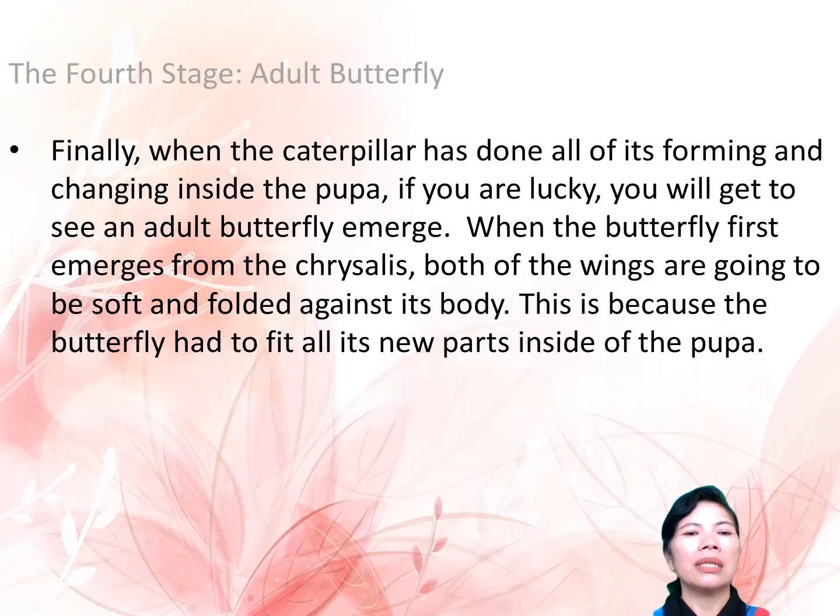Now the fourth stage, adult butterfly. Finally, when the caterpillar has done all of its forming and changing inside the pupa, if you are lucky, you will get to see an adult butterfly emerge. When the butterfly first emerges from the chrysalis, both of its wings are going to be soft and folded against its body. This is because the butterfly had to fit all its new parts inside of the pupa.